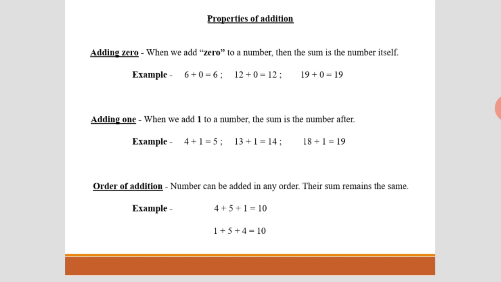Now again, let's understand the third property, which is order of addition. Numbers can be added in any order, their sum remains the same. Let's take a number, for example, 4 plus 5 plus 1 is equal to 10. And 1 plus 5 plus 4 is equal to 10. So this is our first topic, definition and properties of addition. I hope you understand about this topic.